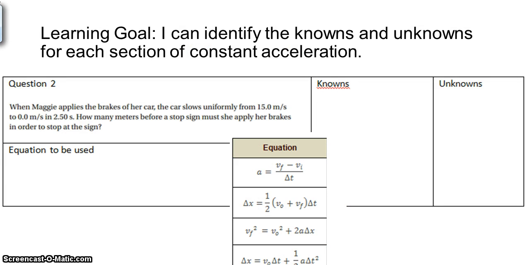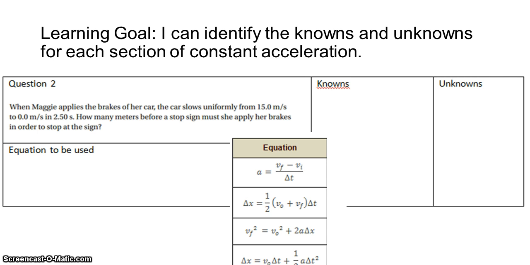So let's look at our question number 2, the situation. When Maggie applies the brakes of her car, the car slows uniformly from 15 meters per second to 0 meters per second in 2.5 seconds. How many meters before a stop sign must she apply the brakes in order to stop at the sign?